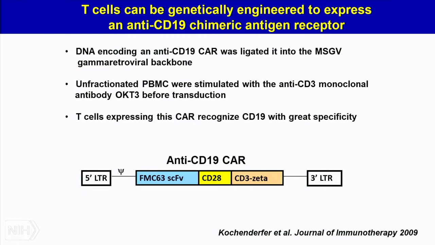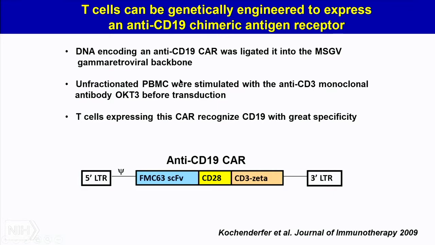So when I started out in Steven Rosenberg's lab as a postdoc, we were working on CD19, and I made this CAR in 2007. We published the results in 2009. It is a CAR that has the single-chain Fv derived from the FMC63 anti-CD19 monoclonal antibody. That's a murine monoclonal antibody. Then it has a hinge, transmembrane, and co-stimulatory domain, all from CD28. And then it has a CD3 zeta T-cell activation domain.